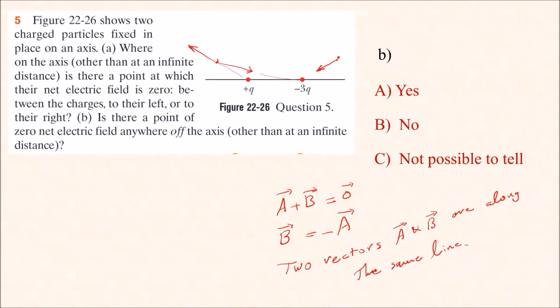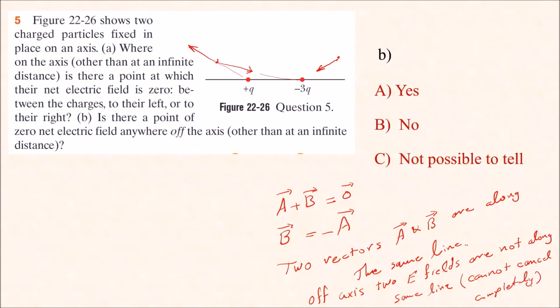But here you see that if you are off axis, the two vectors cannot be along the same line. Therefore, they cannot cancel each other completely. It may result in a small vector, but it cannot be 0. All right? Off axis. So the answer is no.